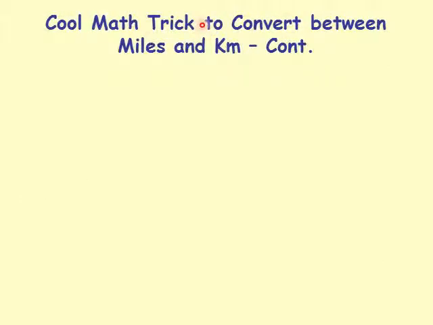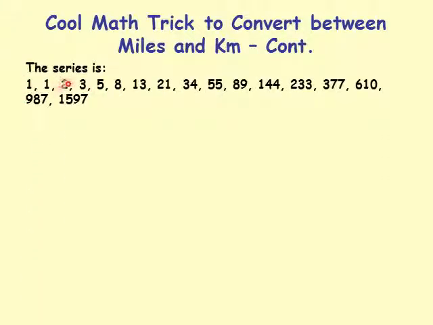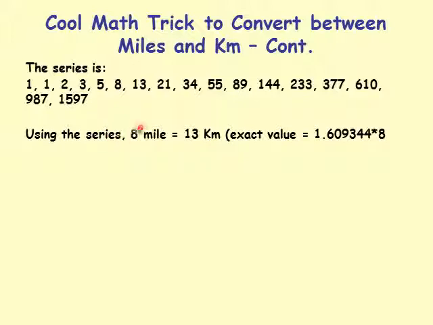Continue. First, we look at the cool matrix to convert between miles and kilometers. We start with the series here: 1, 1, 2, 3, 5. This is the Fibonacci series, which continues after 1597, so it doesn't end here. Let's continue. 8 miles is equal to 13 kilometers. So for converting from miles to kilometers, you take the next number in the series.